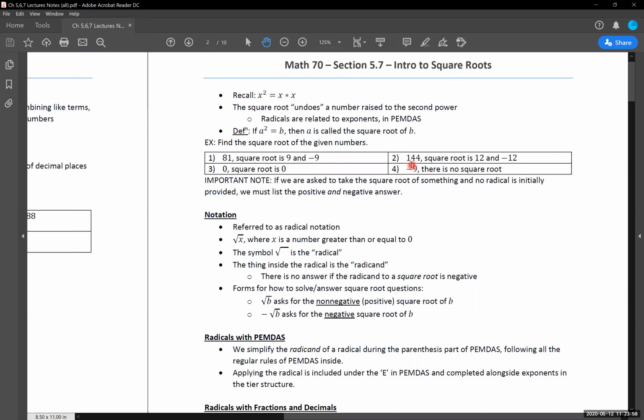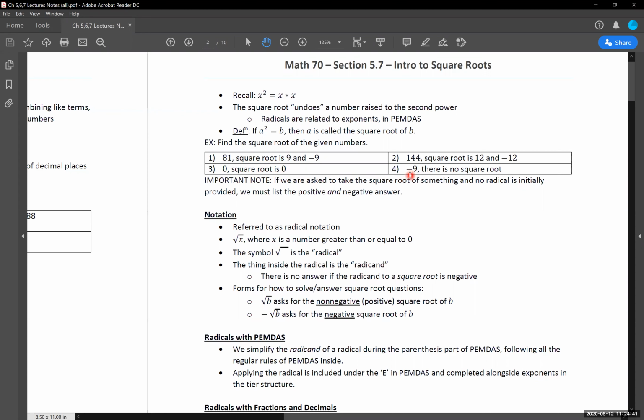So if we're looking at 144, what's the square root of that? Well, again, we have 12, and then we have -12, because -12 raised to the second power, the same as saying -12 times -12. A negative times a negative is a positive, and 12 times 12 gives us 144. If we're working with 0, what's the square root of 0? Well, again, anything times itself, that's what we're looking for as our square root here. And 0 times 0 is going to give us 0. So the square root of 0 is just going to be 0.